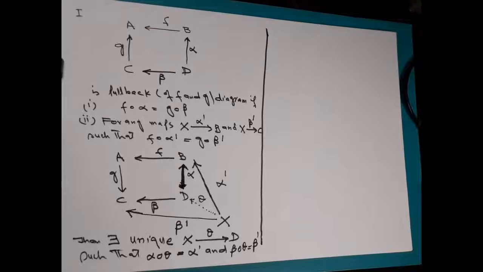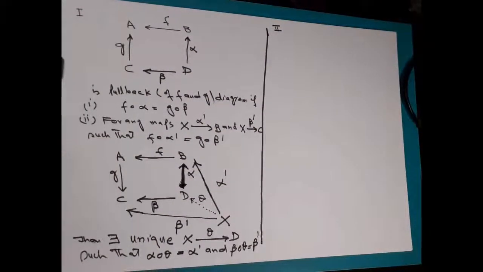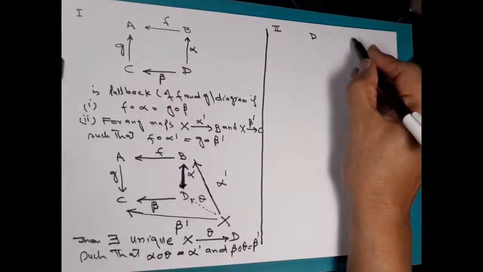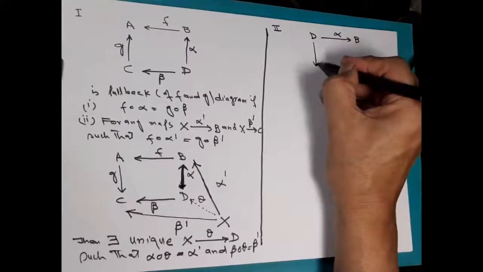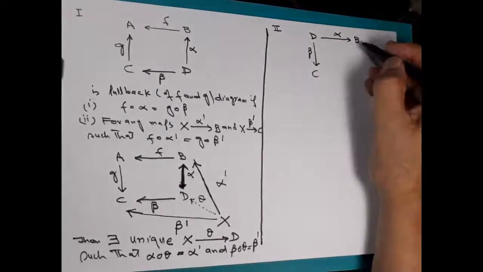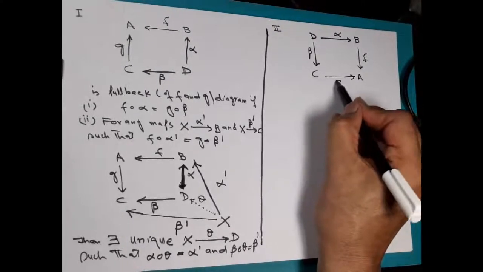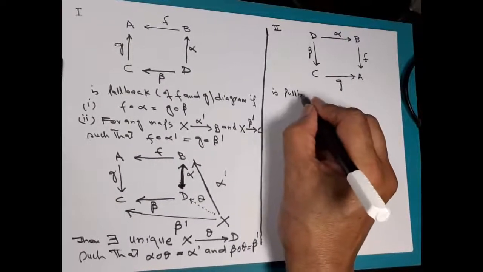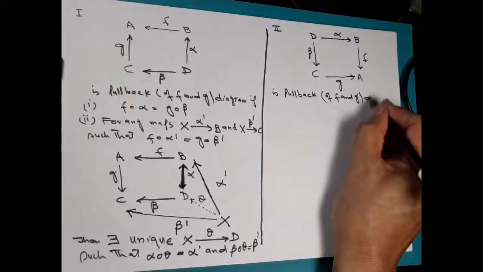So this is the concept of pullback which we discussed first of all, and I slightly relocated the objects, and the diagram we obtained is: we have D and then B, then an arrow from D to B, which is alpha, then an arrow from D to C, which is beta, then we have an arrow from B to A, which is F, then an arrow from C to A, which is G. So this diagram is the pullback of F and G. So this is the pullback diagram.